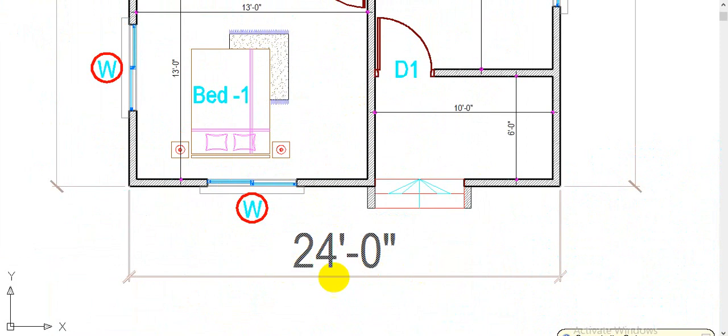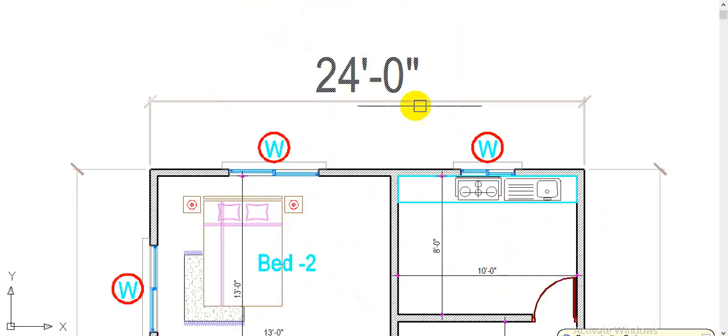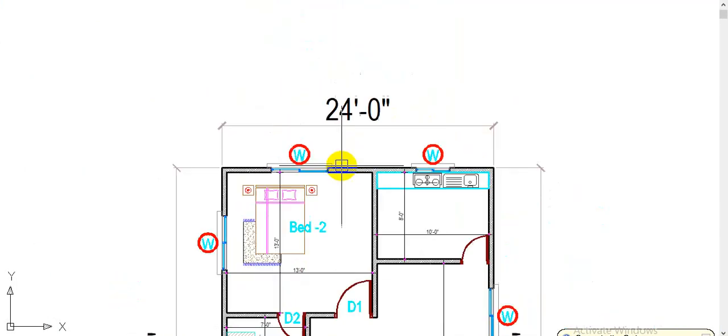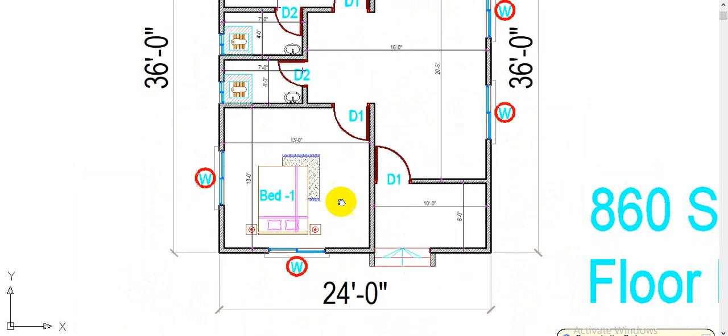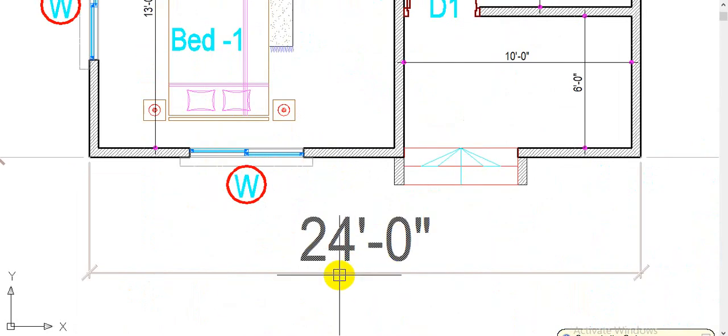This is our front side. This is our back side. Our back side and front side, this direction distance is 24 feet.